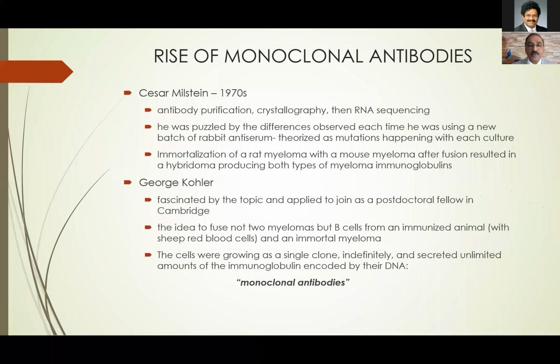And taking an immortal myeloma, a mouse myeloma or rat myeloma, they attached it to the B cells. Both these cells merged together and became a single clone. These cells grow as a single clone and repeatedly secrete the antibody. They collected that supernatant antibody, and since it comes from one particular type of cell producing one immunoglobulin, it is called a monoclonal antibody. So this is the beginning of monoclonal antibodies.